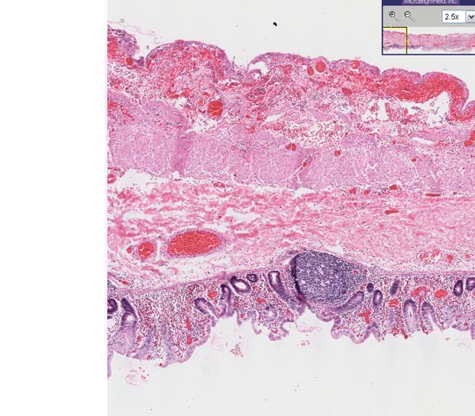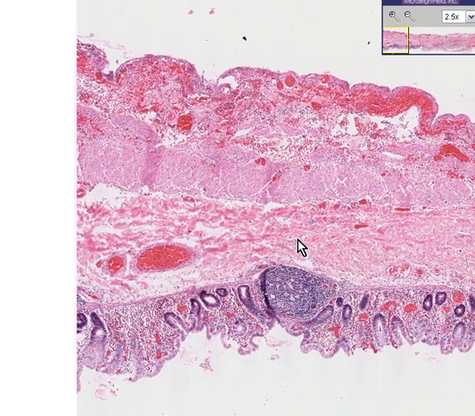Let's have some fun with this case. You don't have to know the title of it because you can already see that this is the world's classical textbook normal colon. You can see the mucosa here. You could see a Peyer's patch or lymphoid follicle within the mucosa. You could see a loose connective tissue and nice big vessels of the submucosa.